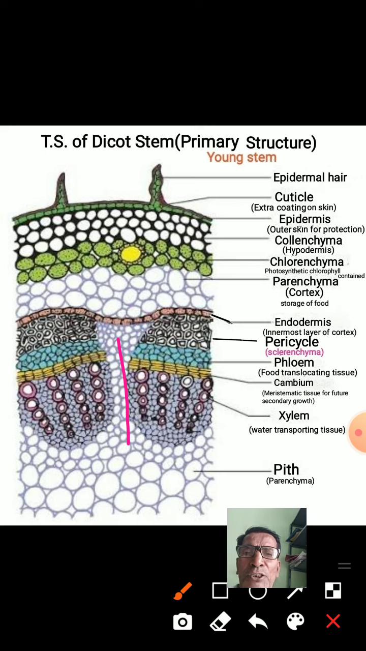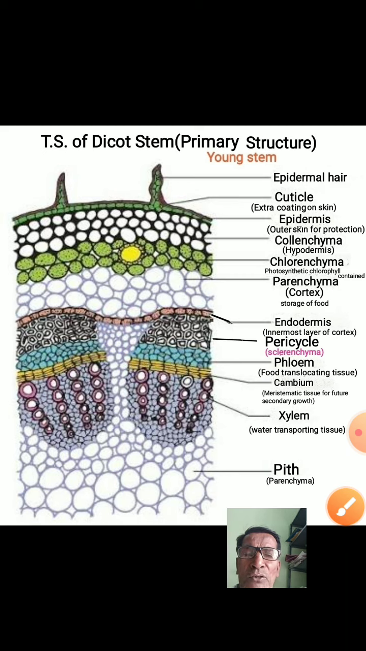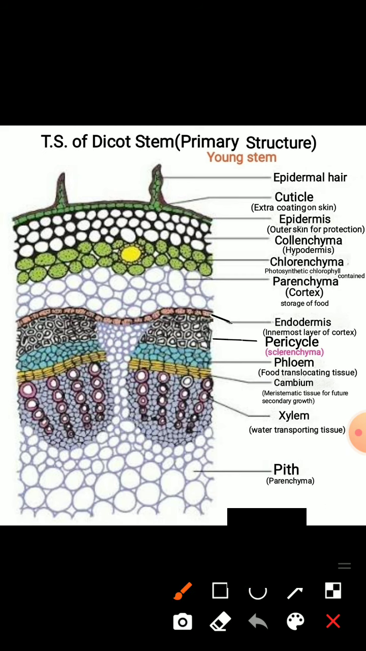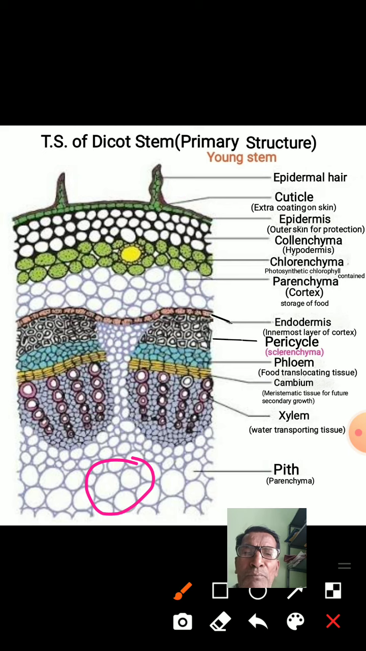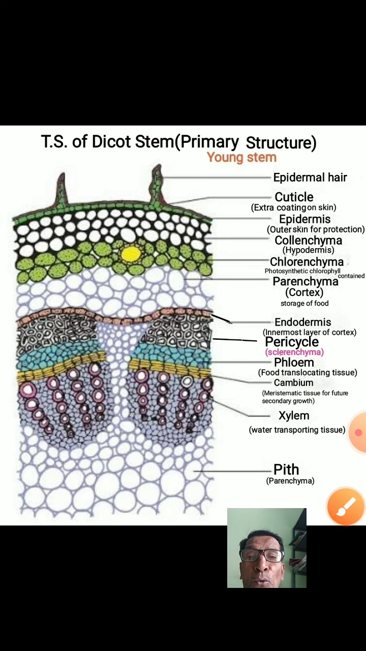Now, in addition to the primary medullary ray, the core part or the central part of the stem is called the pith. This is made up of parenchyma tissue. This is a soft, delicate, loosely placed storage parenchyma tissue composing the core part, the central part of the young stem, and we call it the pith.